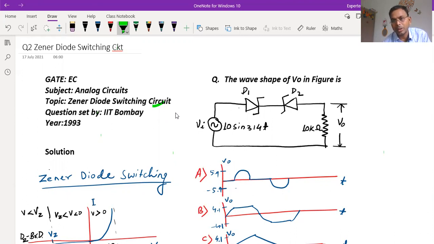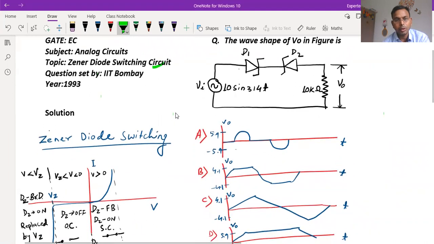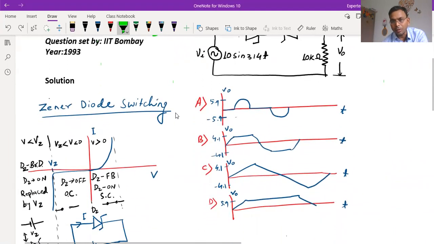So here two Zener diodes are connected back to back, and a sinusoidal input voltage is applied, and the load resistance is 10 kilo ohm. What will be the voltage here is being asked. So this is the Zener diode, this is another Zener diode, all connected back to back. Before going to the solution, here are the four options A, B, C, D.